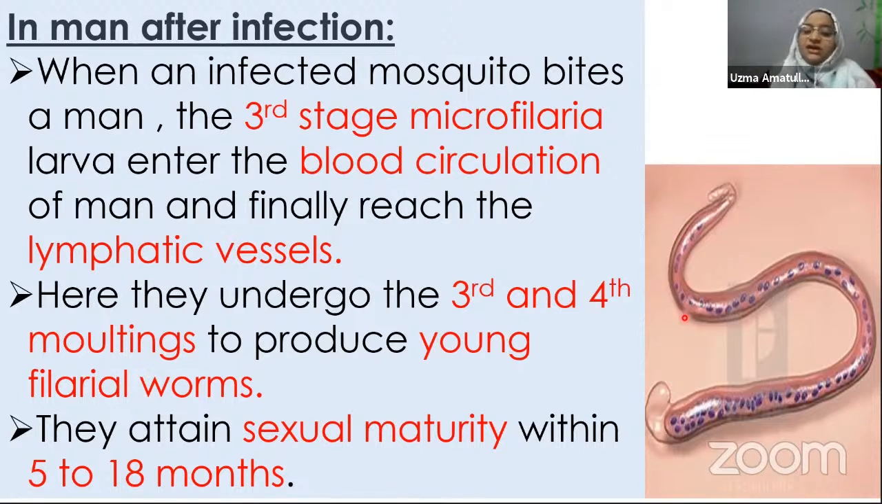Now here, this is the larva. Now you can see this sheath here. This is the microfilaria larva. Now here, they undergo the third and fourth molting, 2 times again molting, in the lymphatic vessels, to produce young filarial worms. Young worms are produced. Then what happens? These young worms grow, they develop, and they attain sexual maturity within 5 to 18 months, means nearly 1.5 years.